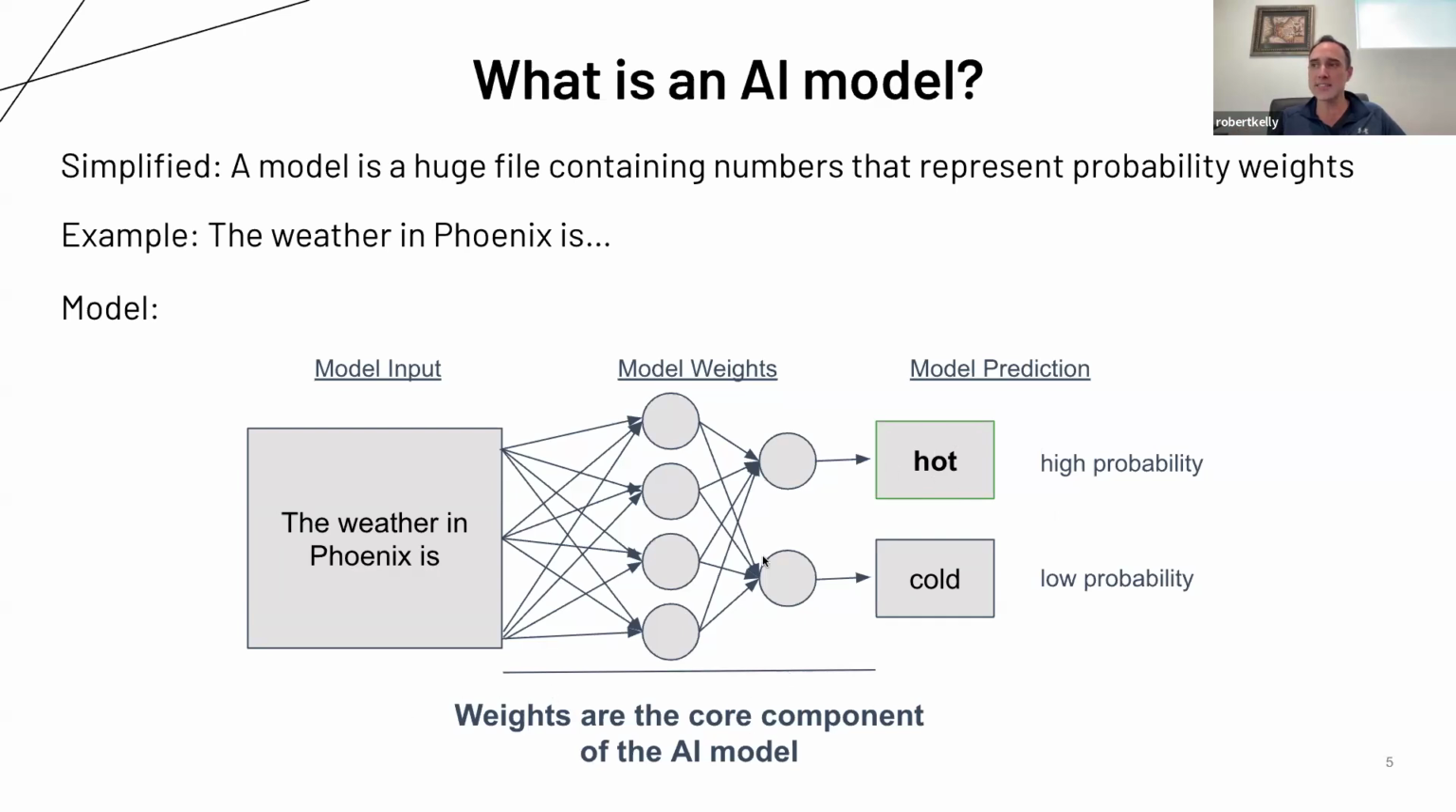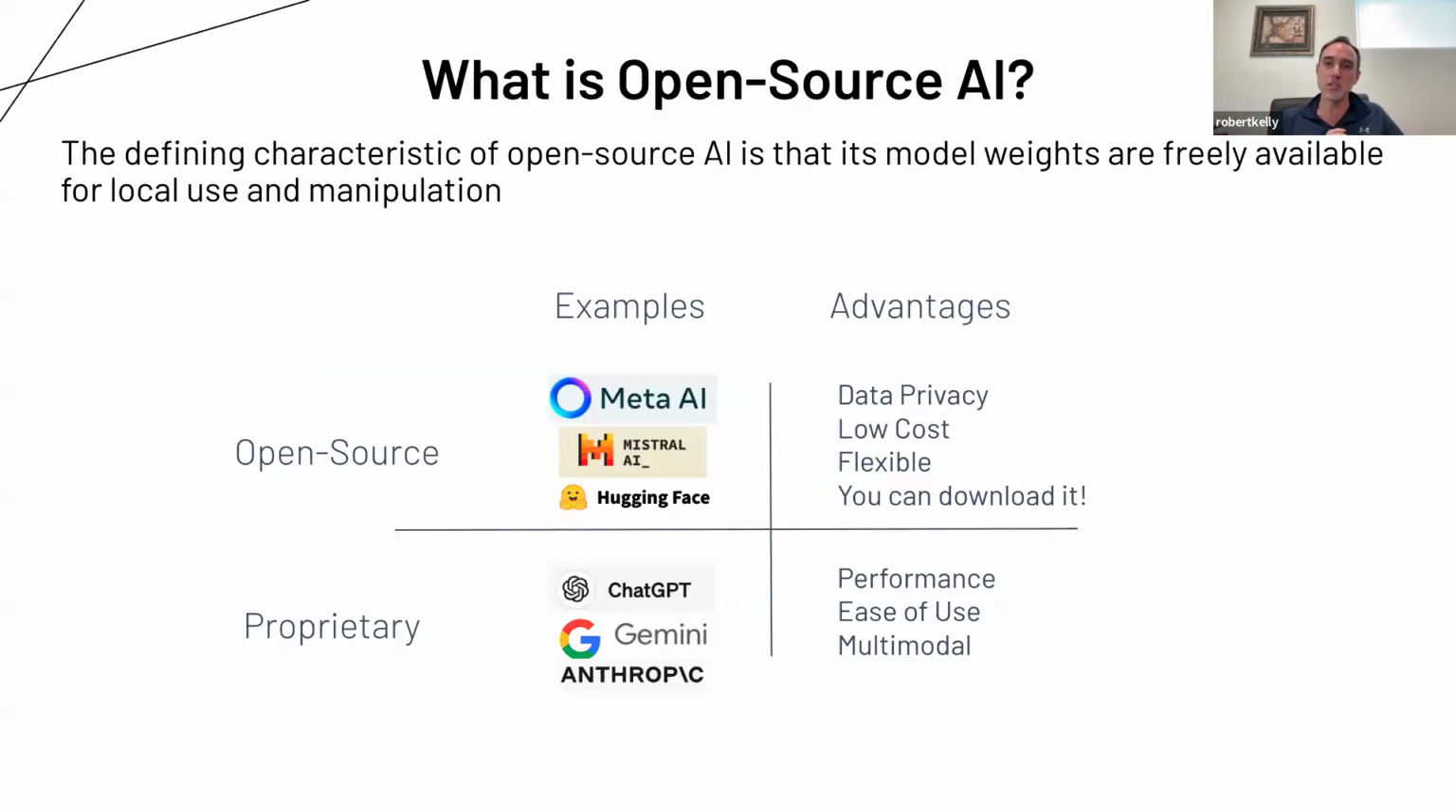But the model itself is just this big middle part, this big Excel file full of numbers. That's the core component of an AI model, and a super important concept when we think about the distinction between open source and proprietary AI, right? So what are those things? Well, the defining characteristic of open source AI is that those model weights, that big Excel file, are freely available for local use and manipulation.